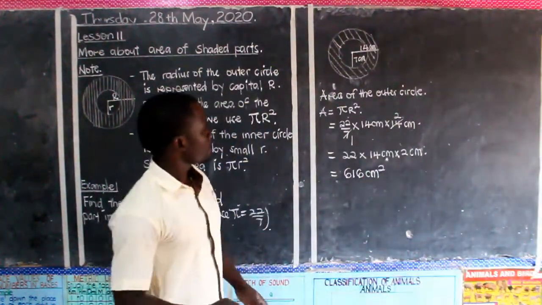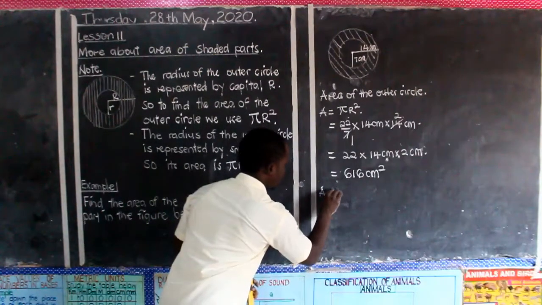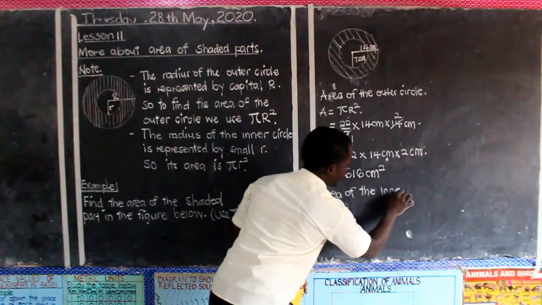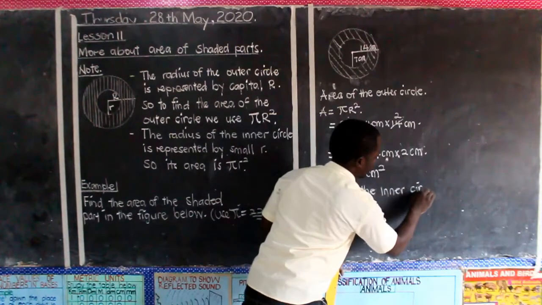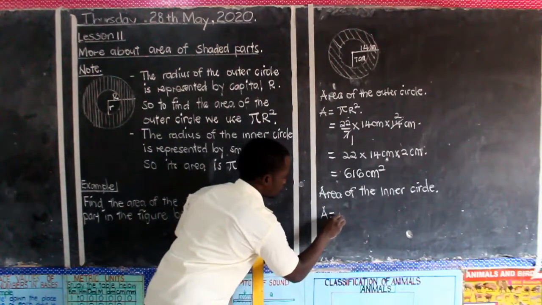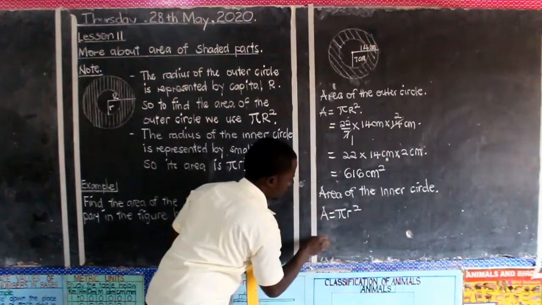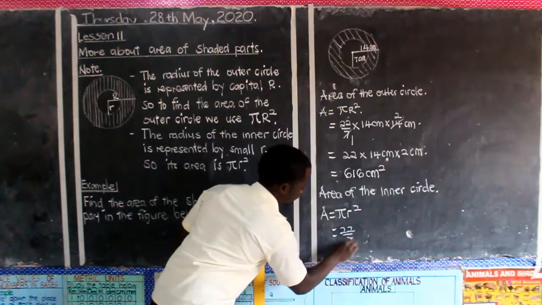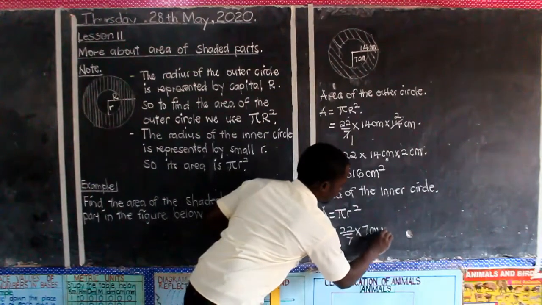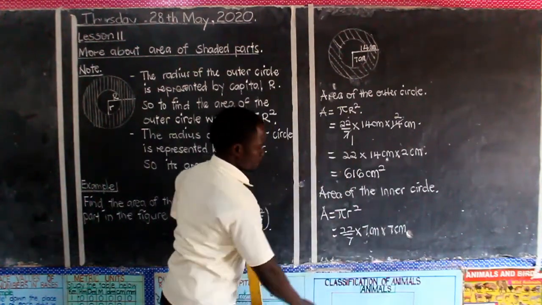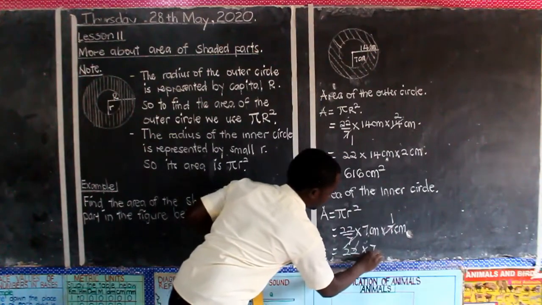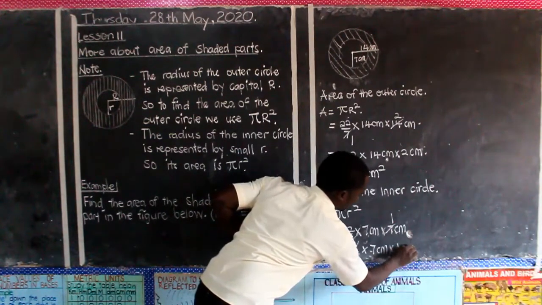Okay? From there, we shall come down and find the area of the inner circle. Area of the inner circle equals pi r squared, with the pi given of 22 over 7, times the radius of the inner circle, which is 7 centimeters, times 7 centimeters. Okay? 7 once, so you shall have 22 times 7 centimeters times 1 centimeter.